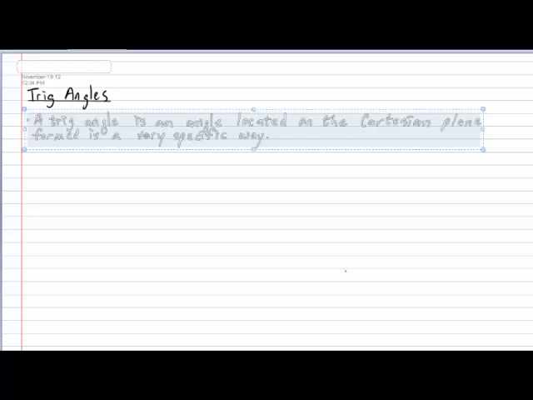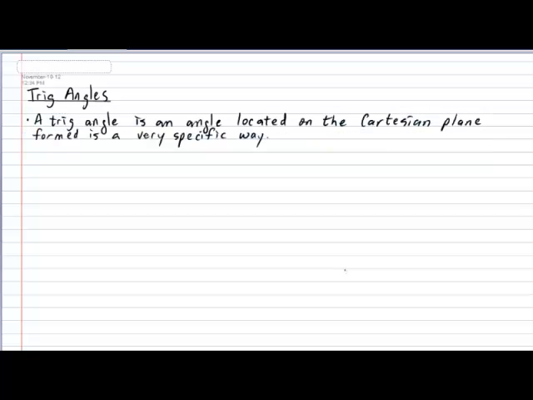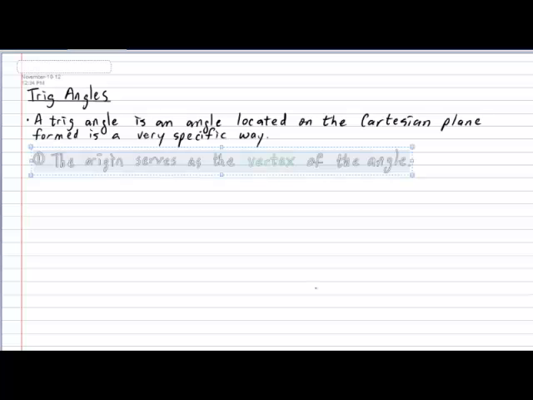A trig angle is an angle that is located on the Cartesian plane, but it is formed in a very specific way. There are three considerations that go into forming a trig angle on the Cartesian plane. The first of these considerations is that the origin of the Cartesian plane serves as the vertex of this angle.